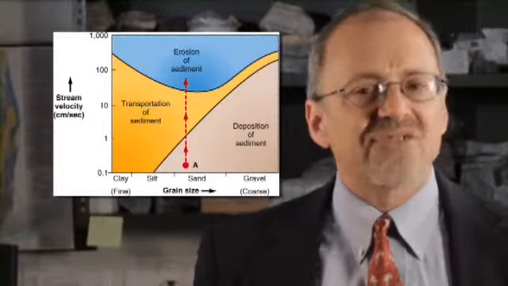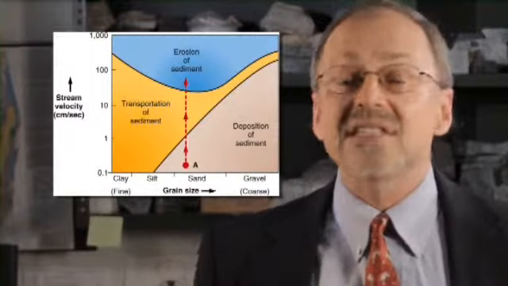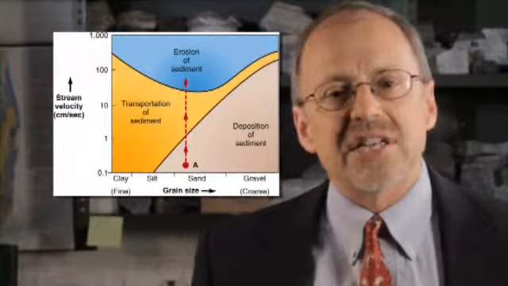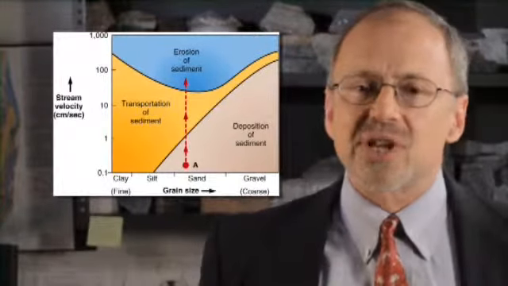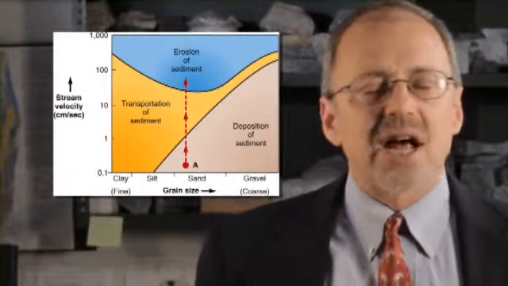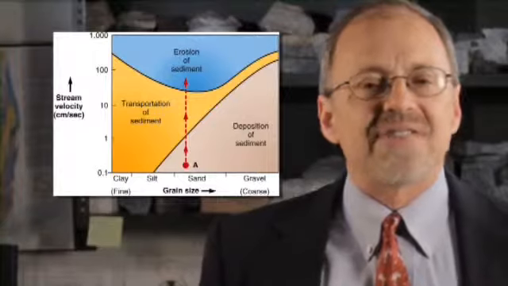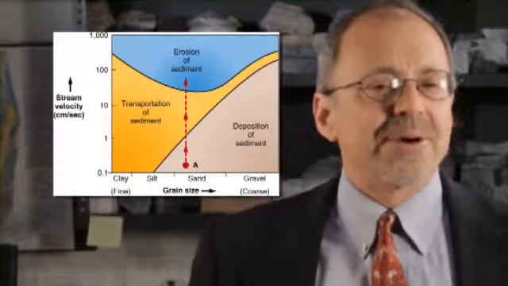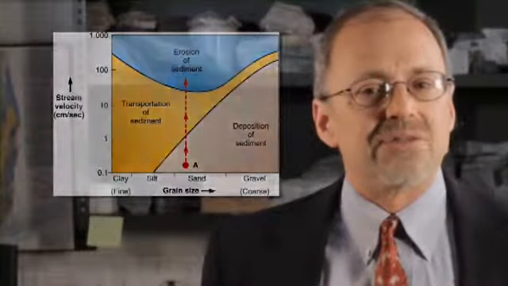Fast-flowing water tends to carry sediment. Slow-flowing water tends to deposit it. That's our simple relation we're going to look at. This graph tells us the faster it flows, the bigger things it can carry. That's about the only difference that this diagram shows us.